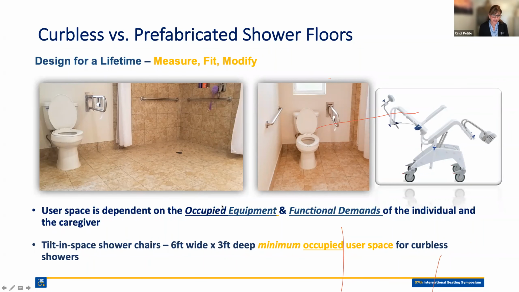So your tilt and space shower chairs, if you think somebody's going to need a tilt and space shower chair and is going to be fully dependent in the future, the minimum shower space should be 6 foot wide by 3 foot deep. Okay. Sometimes we make them bigger. It just kind of all depends, but that's pretty much the minimum. That's the rule of thumb that I use.